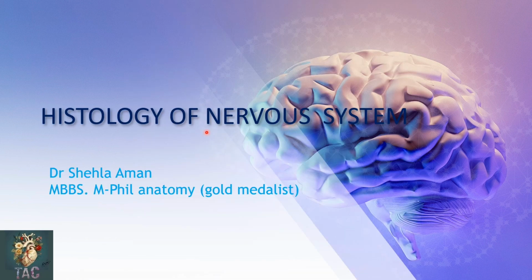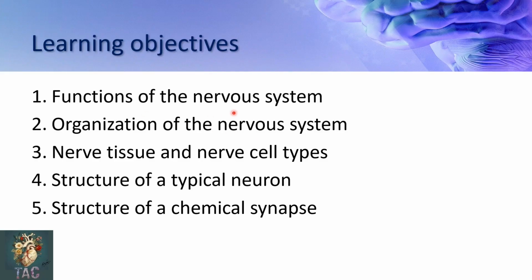In today's class we are going to start with the histology of the nervous system. So the learning objectives for today's class are the function of the nervous system, the organization of the nervous system, nerve tissue and nerve cell types, structure of the neuron and structure of the chemical synapses.